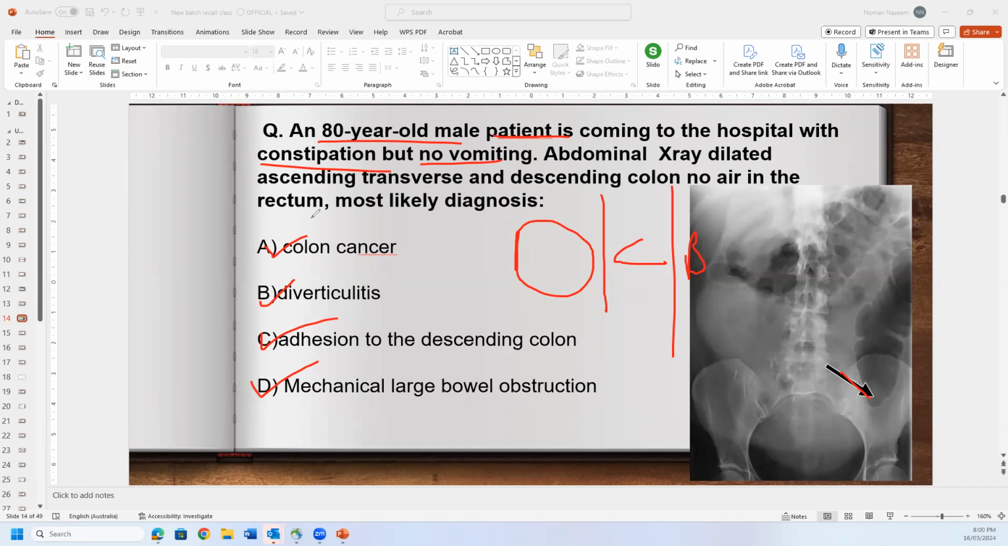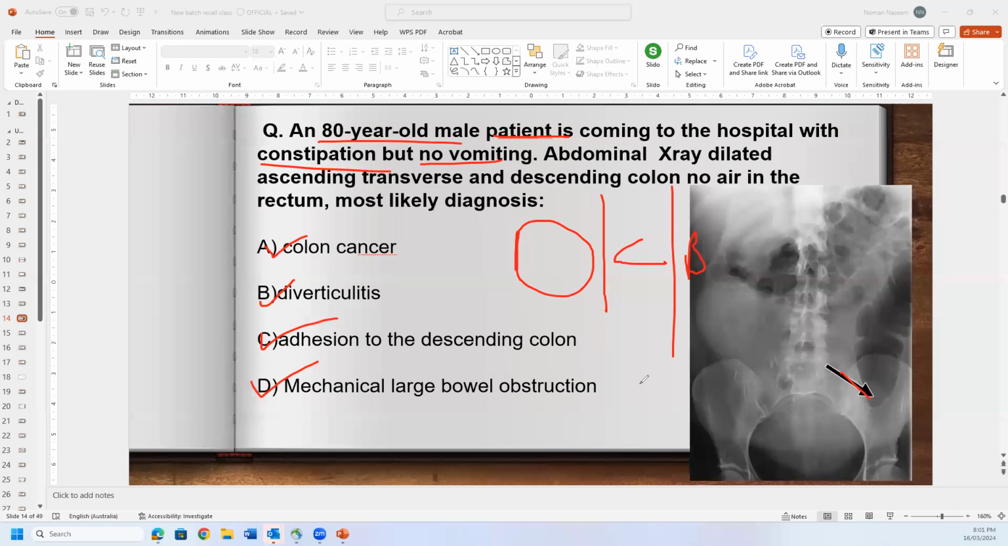It's an 80-year-old male patient who is coming to the hospital with long-standing constipation, no vomiting. If there is no vomiting, it means it's a mild or a starting intestinal obstruction. The first thing you need to do in a patient presenting with symptoms of abdominal obstruction is an erect abdominal X-ray. You can see that the ascending colon and the transverse colon are very much dilated, and there's a cutoff sign, meaning we can't see the air beyond this point.